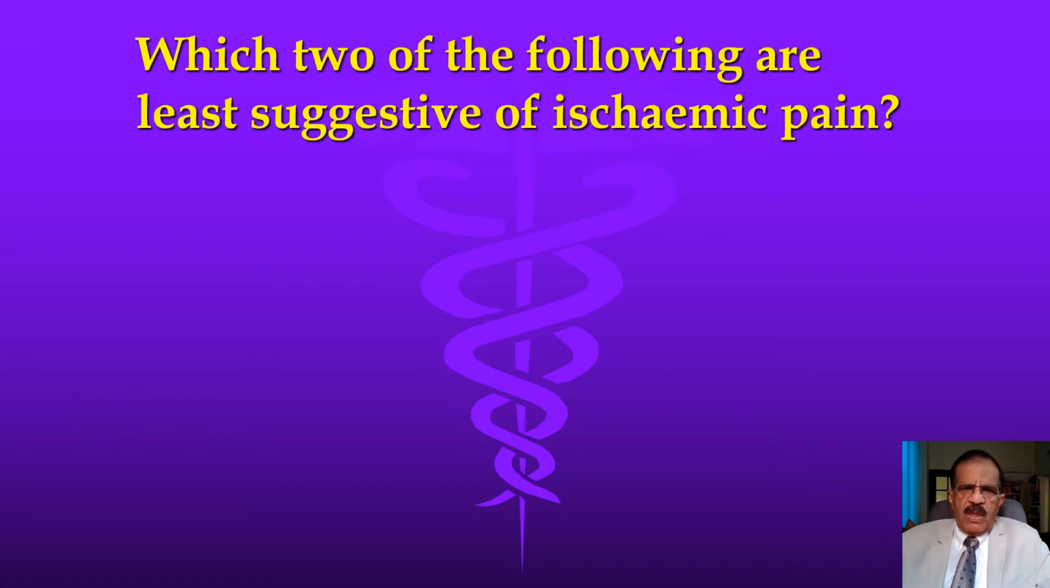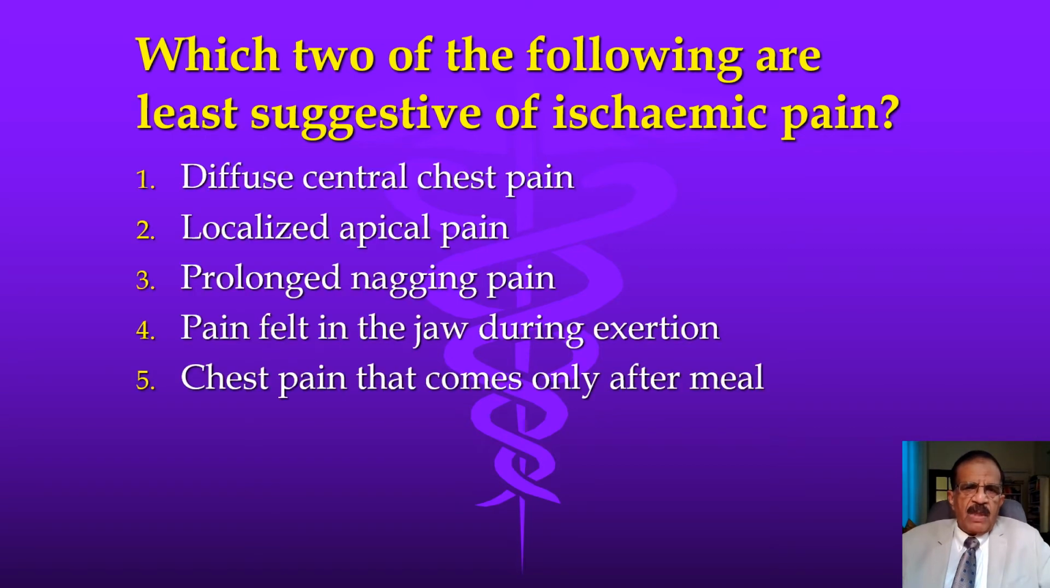Which two of the following are least suggestive of ischemic pain? Please, the emphasis is on least suggestive. I told you in my lecture that sometimes we can pick up some points which tell us that this is not ischemic pain. So these are the possibilities: diffuse central chest pain, localized apical pain, prolonged nagging pain, pain felt in the jaw during exertion, chest pain that comes only after a meal. Which two of these are least suggestive?